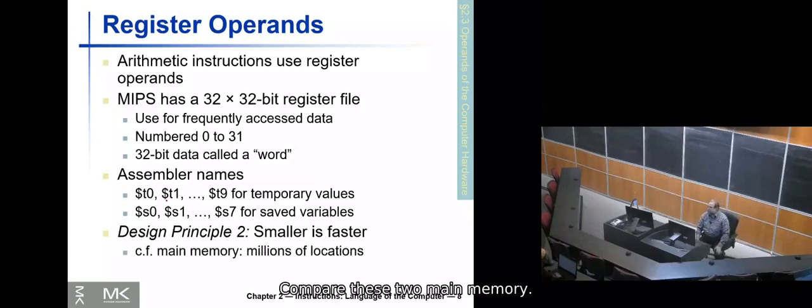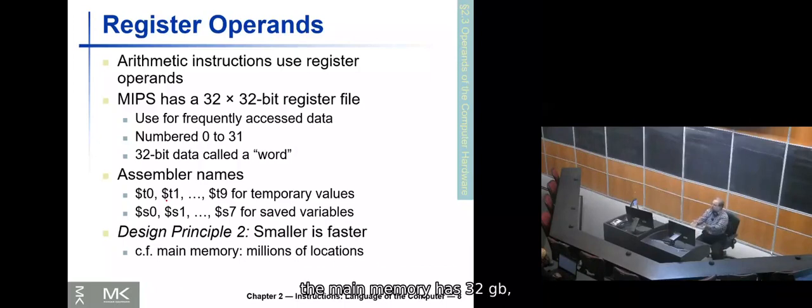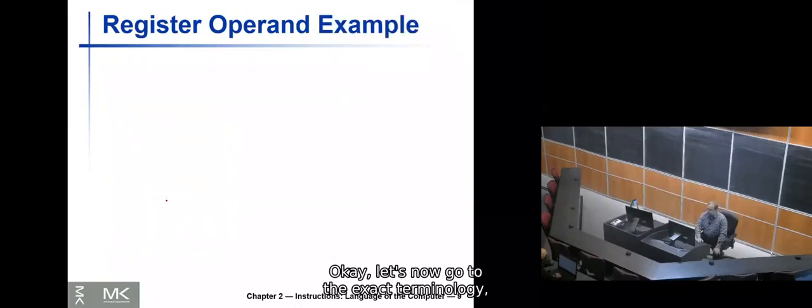Compare this to main memory. Main memory has lots of space; for example, now you have around 32 gigabytes of address space in your machine. Compare 32 gigabytes to 32 registers. How many times is it? Almost a billion times. 32 gigabytes to 32 words. So it's almost a billion divided by 8 times. Okay.